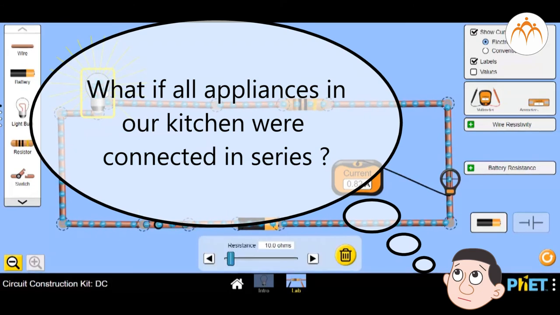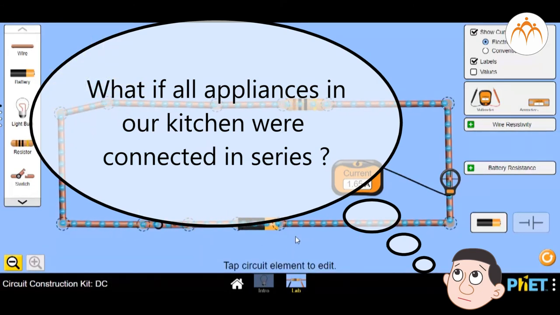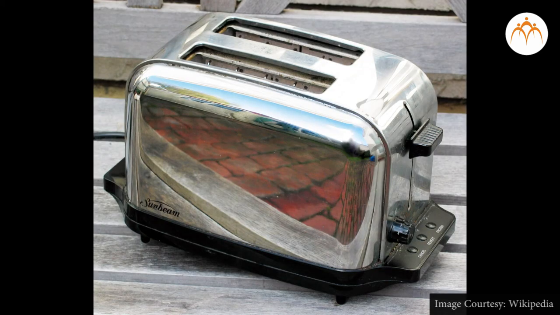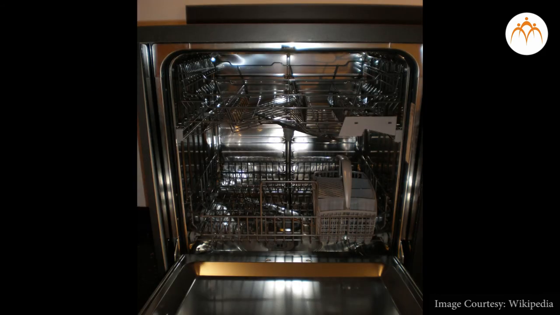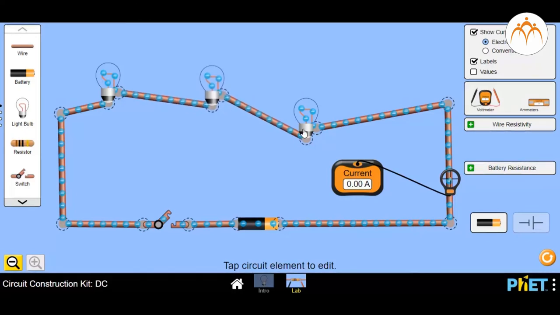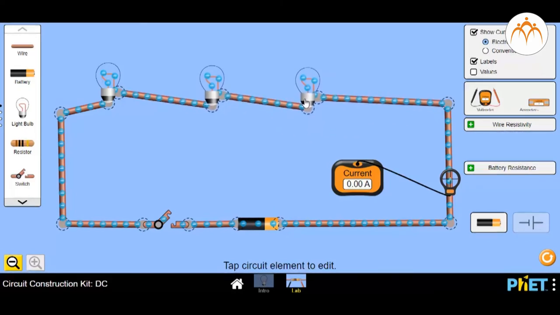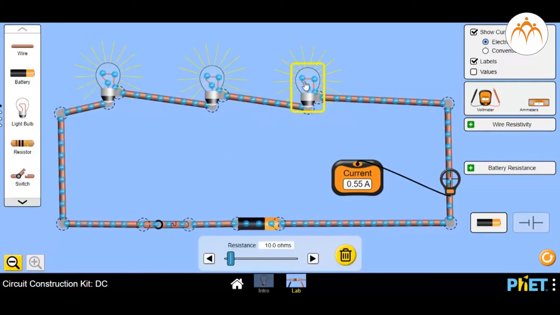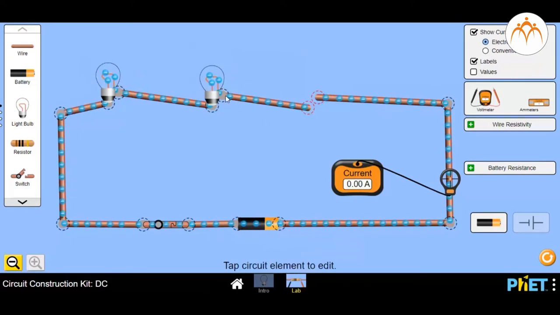Suppose that all the appliances in our kitchen were connected in series. In order for the refrigerator to work in that kitchen, the toaster, oven, dishwasher, and overhead light would all have to be on. In order for one device in series to work, they all must work. If current is cut from any of them, it is cut from all. Quite obviously, the appliances in our kitchen are never connected in series.